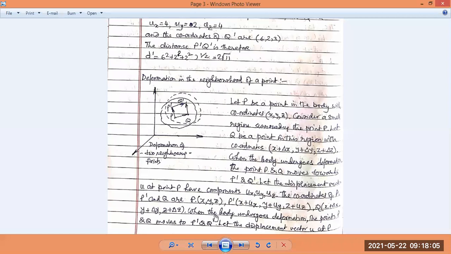The coordinates of P and P dash are thus P (x, y, z), and P dash is displaced by the amount ux, uy, and uz. The coordinates of P dash will be x plus ux, y plus uy, and z plus uz itself. Now let us come to the point Q. Q has the coordinates we have just mentioned, x plus delta x, y plus delta y, and z plus delta z. And the body undergoes deformation, points P and Q move to P dash and Q dash. Means P moves to P dash, Q moves to Q dash.